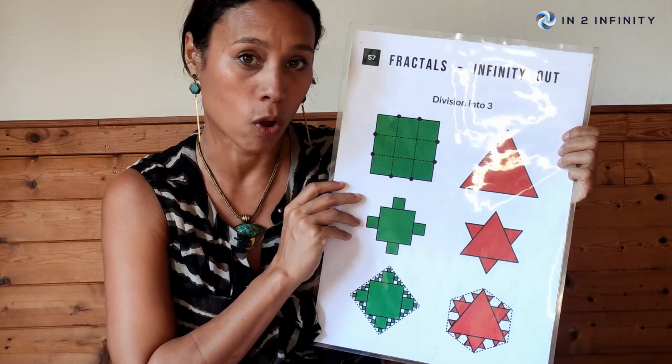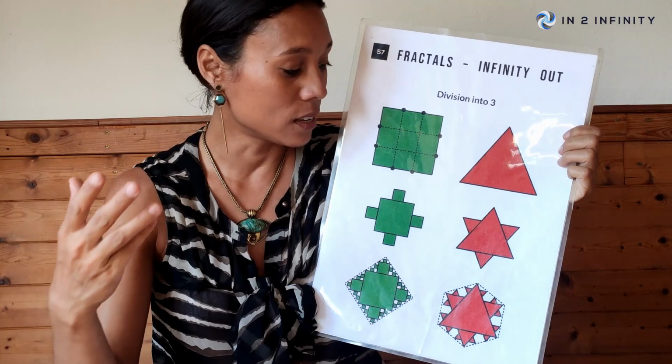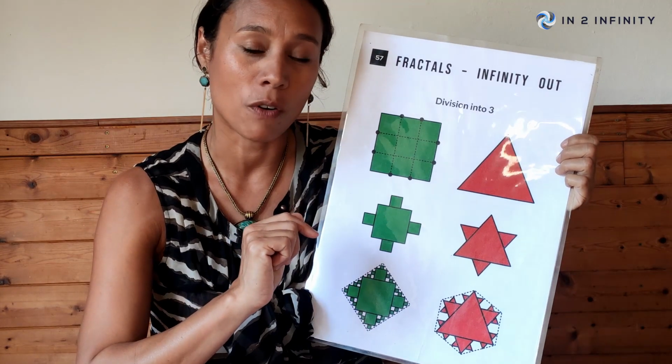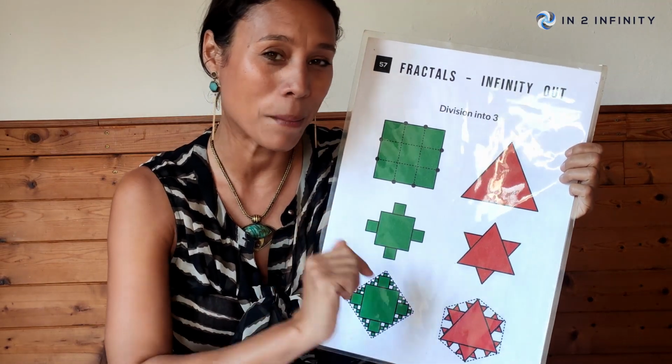And this principle of fractal geometry, division into 2 going infinitely in and division into 3 going infinitely out, is in fact reflected in our very unique principle called inverse geometry, coming up next.